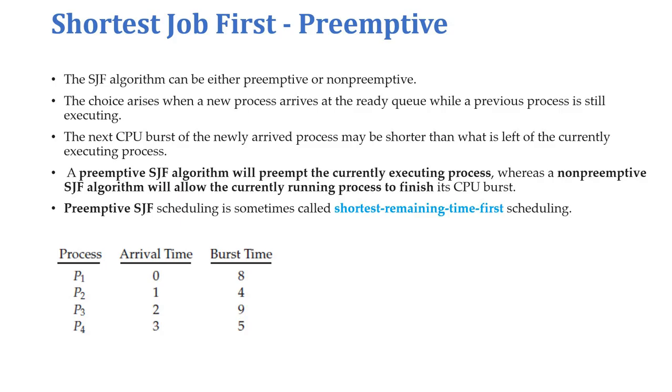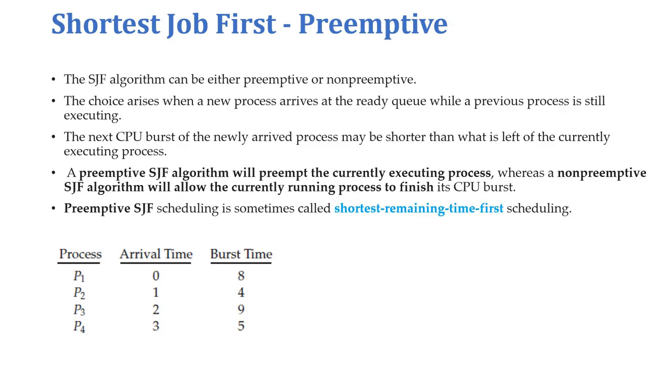In the shortest job first with preemption, it always preempts the currently executing process when the next CPU burst is less than that of the currently executing process. So this is the case of preemption.